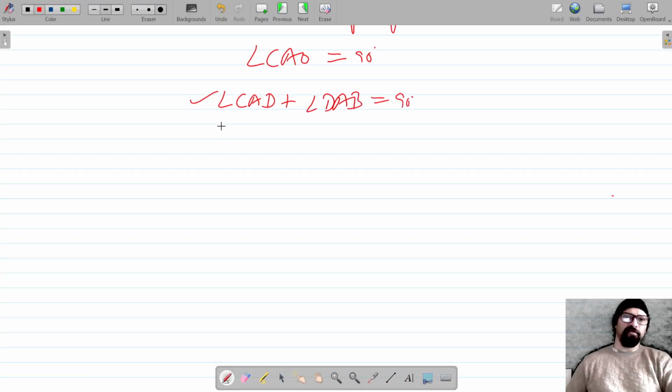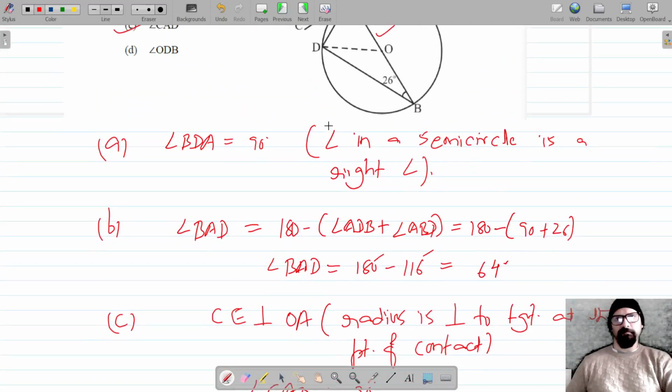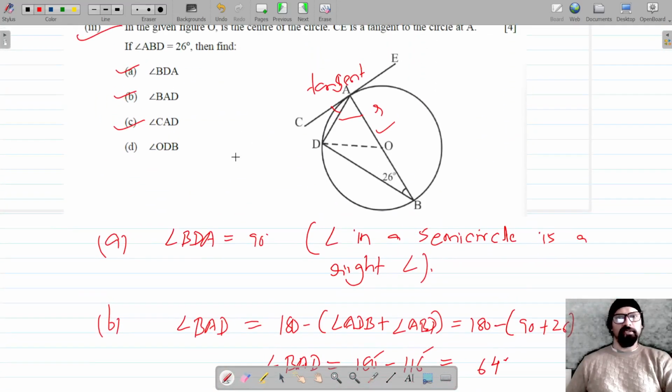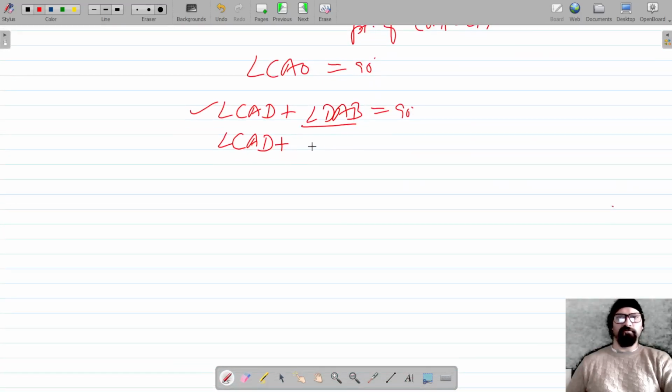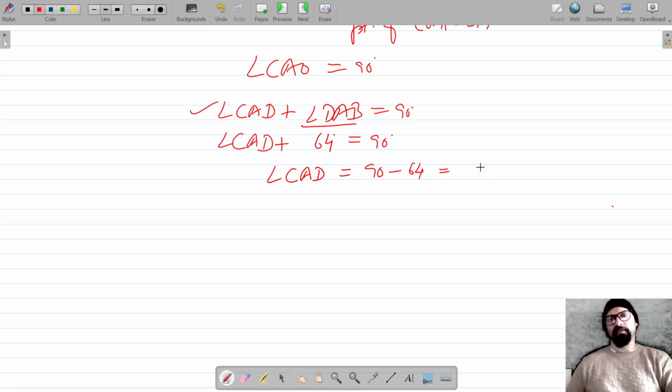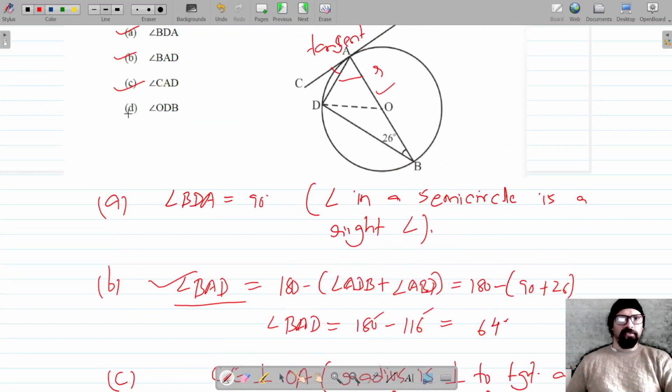Now angle CAD, we have to find out, this is angle CAD. Now angle DAB. We have already got DAB, which is 64 degrees. So this 64 degrees plus CAD is equal to 90 degrees. So angle CAD is equal to 90 minus 64, so it's 26 degrees. CAD is 26 degrees. Okay, so CAD is done.